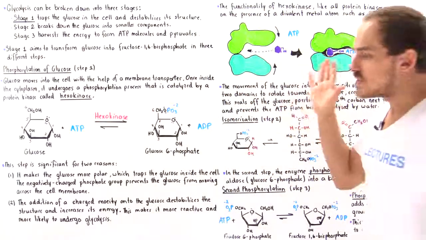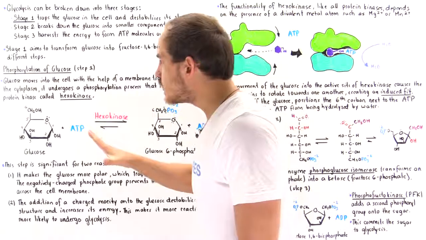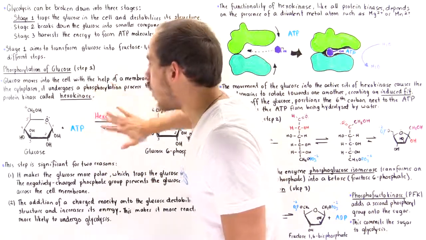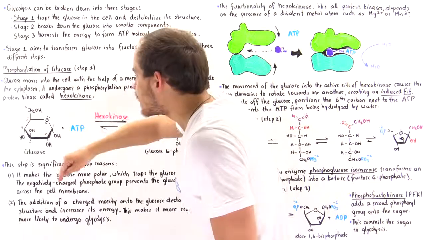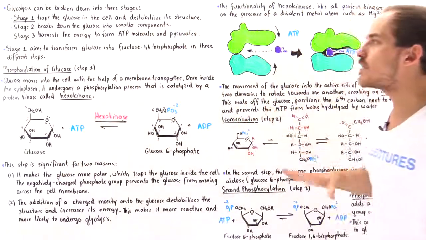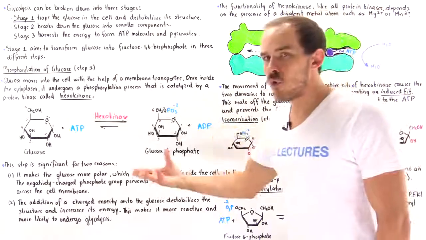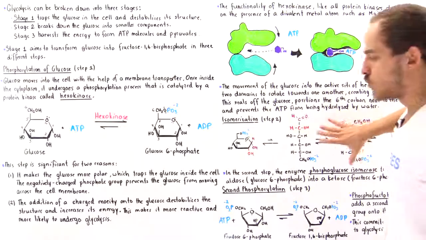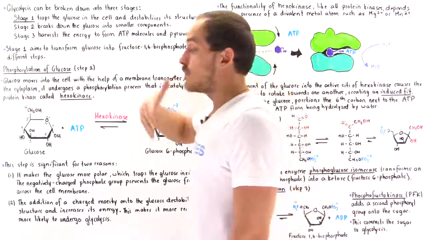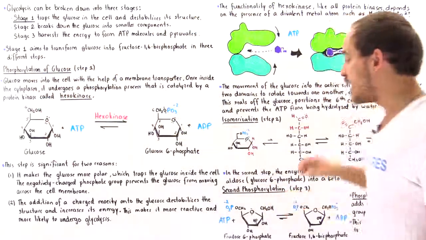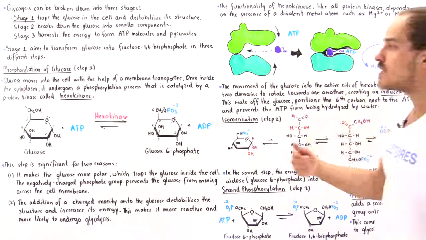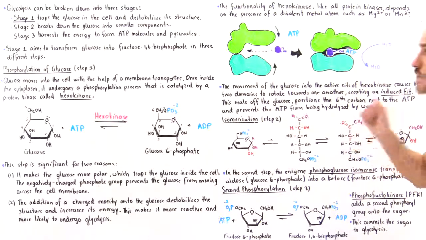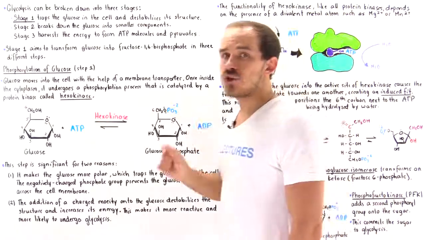Once again, the point of stage 1 is to trap that molecule inside the cell, and that's exactly what we do in step 1. So we add the phosphoryl group to basically trap it inside the cytoplasm. And by adding that phosphoryl group, we also destabilize that molecule. Now in step 2, we transform it from an aldose into a ketose, and then in step 3, we continue the process of destabilization by basically adding a second phosphoryl group onto that sugar molecule.